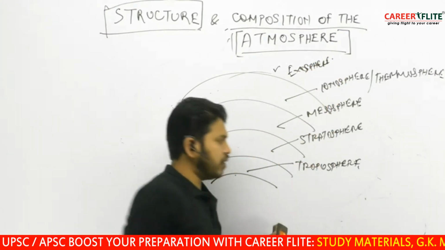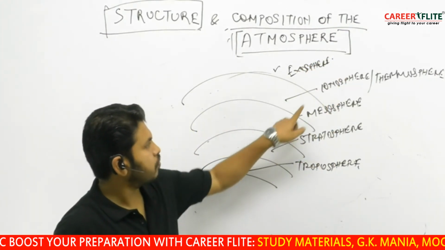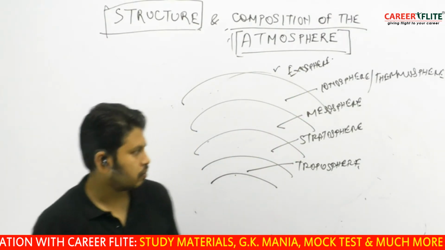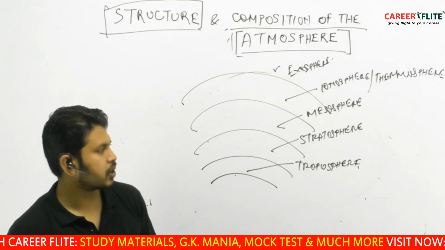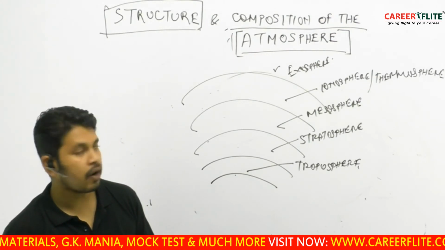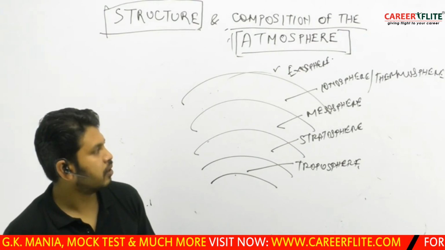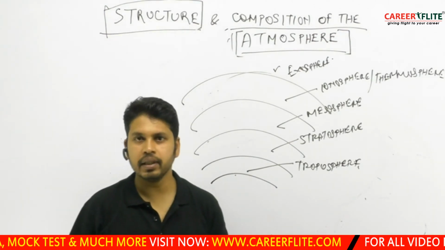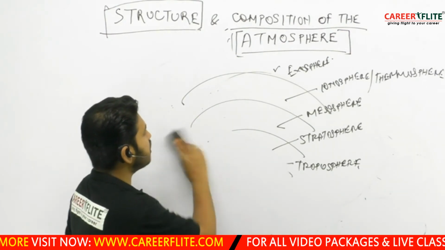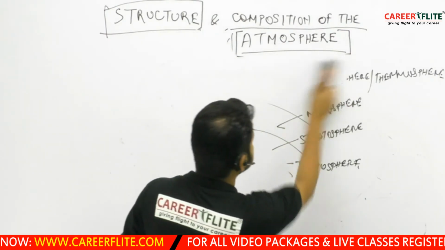So these are the five layers of the atmosphere. We have named them, starting from the surface of the earth, as troposphere, then stratosphere, mesosphere, thermosphere or ionosphere, then exosphere. We have categorized them based on density and temperature. Now we are going to see the changes in temperature and density in the different layers.